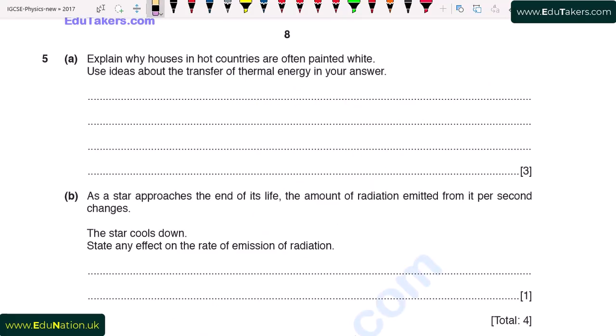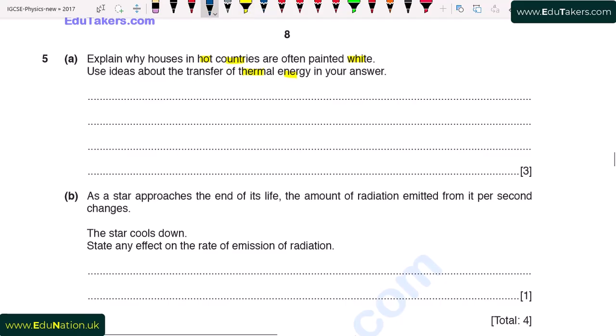Question number 5, part A. Explain why houses in hot countries are often painted white. Use ideas about the transfer of thermal energy in your answer. So here we have to explain why the houses in the hot countries are painted white. Infrared radiation comes from the sun because the sun is the major source of energy. So most of the energy comes from the sun in the form of infrared radiation.